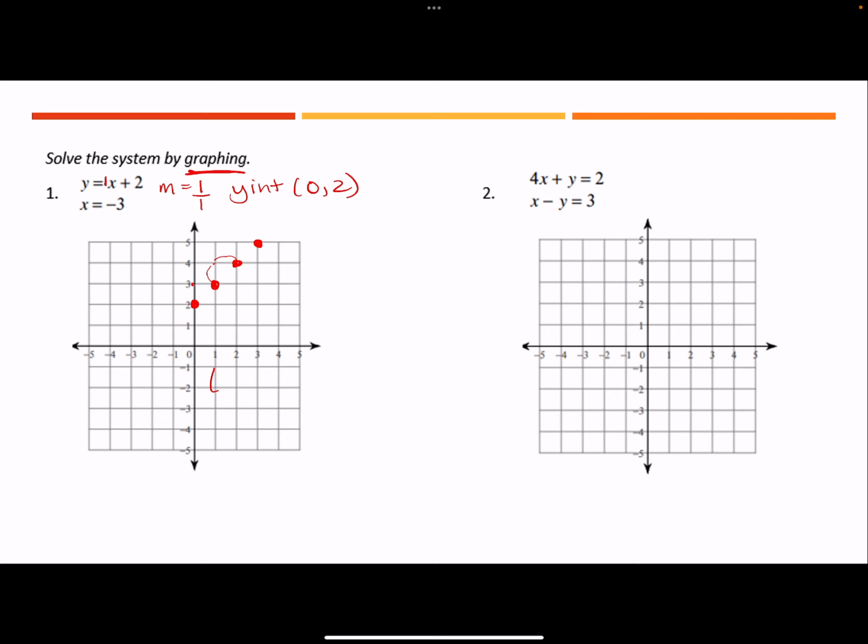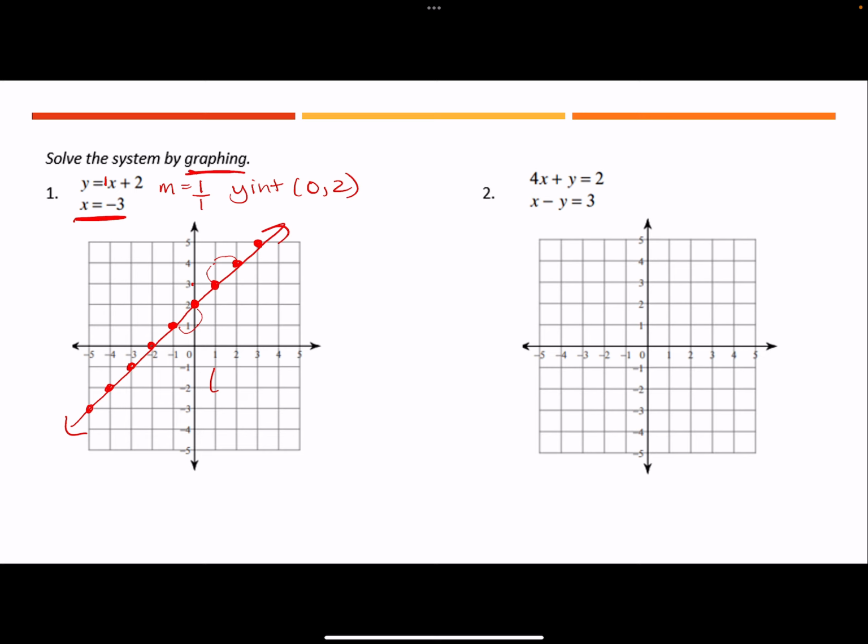That's positive 1. But I could also go down 1 and to the left, because down's negative, to the left's negative, and a negative over a negative is a positive. So if I keep going down and to the left, that gives me a positive slope as well. When I connect them and draw arrows, that's that first line. And then I have x is equal to -3. So here's the thing. I don't have a y. I can't get y by itself. I can't solve for y. I can't put it in y = mx + b form.